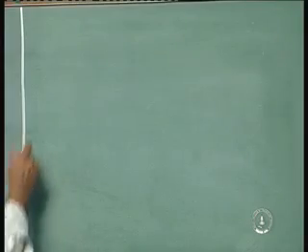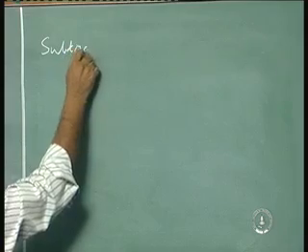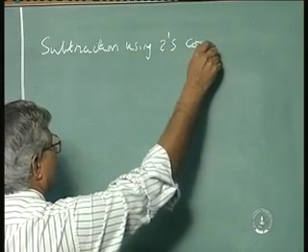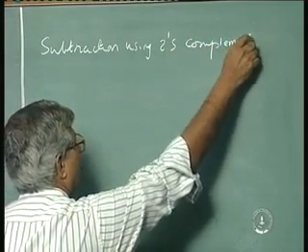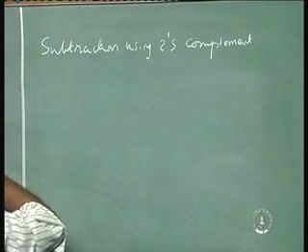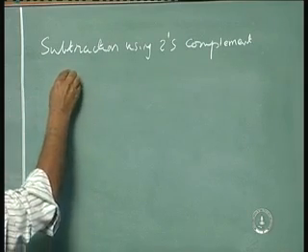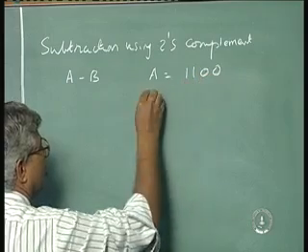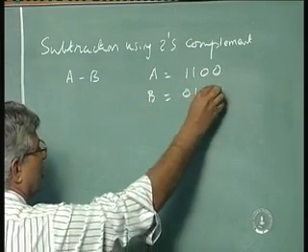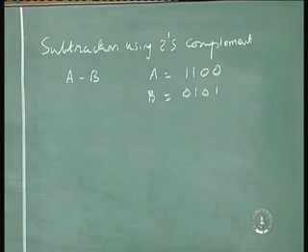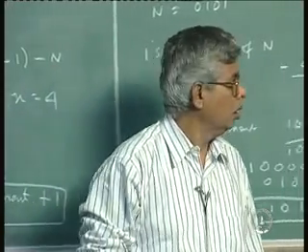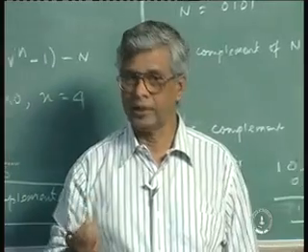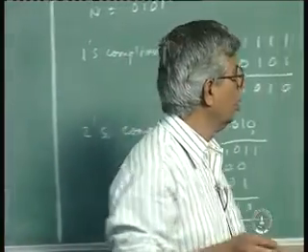So let us do this example of subtraction using 2's complement. Again, take a simple 4 bit example. Now I want to subtract a minus b. Let us say a is 1100, that is 12, and b is 5. 12 minus 5 is 7, I should get the answer, which is 0111.